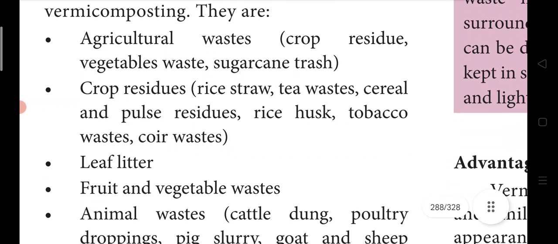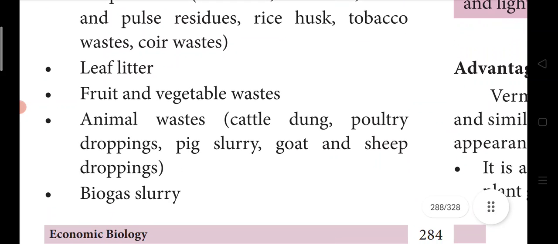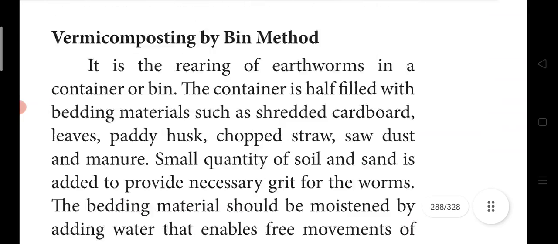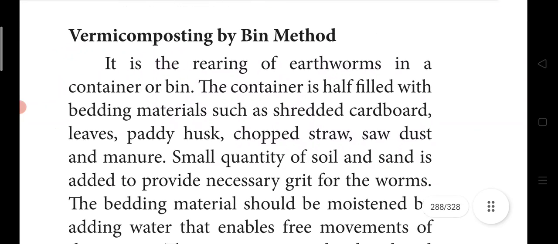Crop residues means rice straw, tea waste, cereals and pulses residue, rice husk, tobacco waste, coir waste, and all we can use. Animal waste means cattle dung, poultry droppings, pig slurry, goat, sheep and other cattle droppings, and biogas slurry we can use. So now, how to do this vermicompost in a bin?